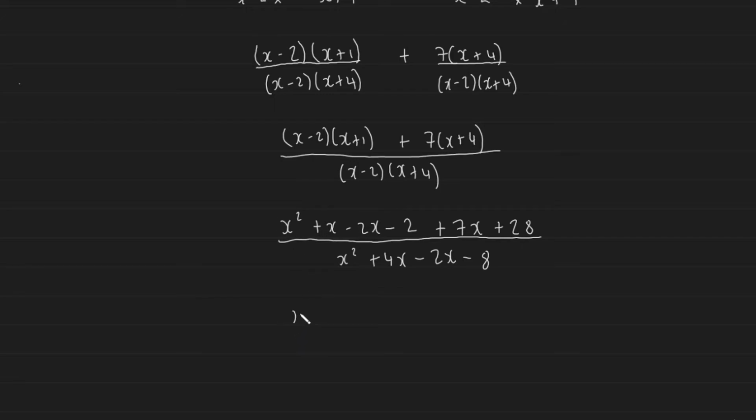And now if we collect like terms, since we only have one x squared in the numerator, then it's just going to be x squared. And now if we collect our x's together, it's going to be plus x minus 2x, which is minus x, plus 7x, which will leave us with plus 6x in total. And now for the numbers, we have minus 2 plus 28, which will give us plus 26. And that's it for the numerator. Let's do the denominator now. So again, there's only going to be one x squared here. And now plus 4x minus 2x, which will give us plus 2x.